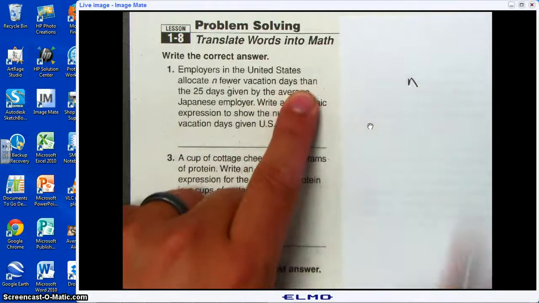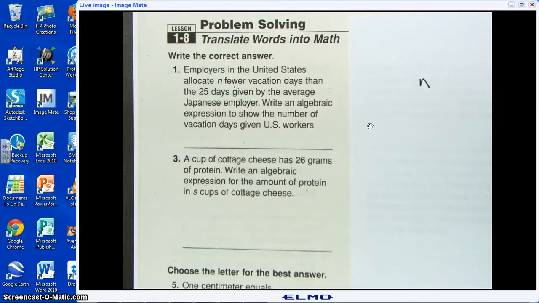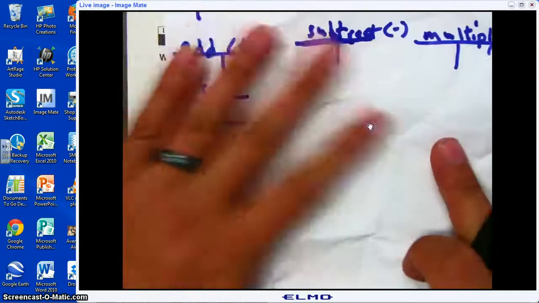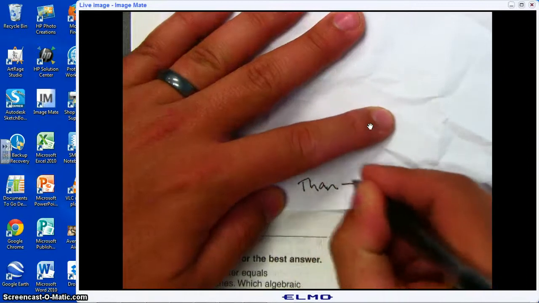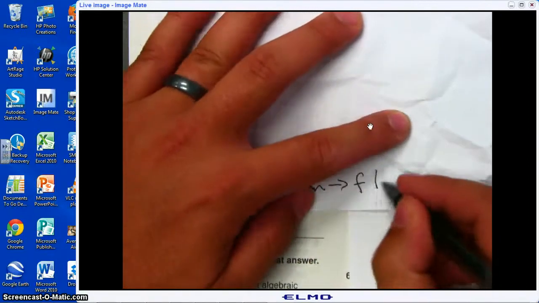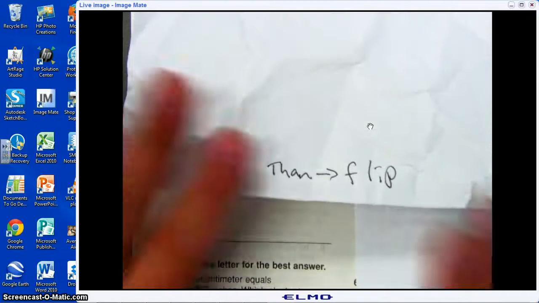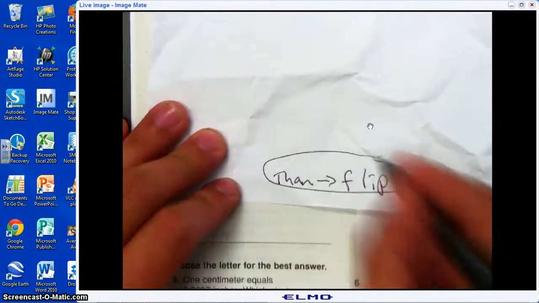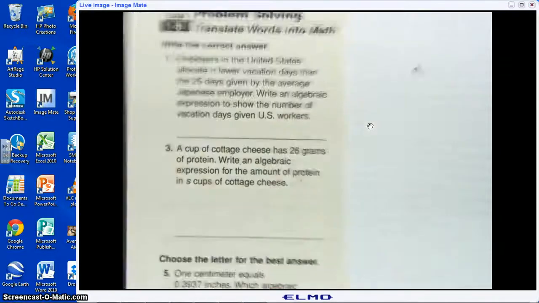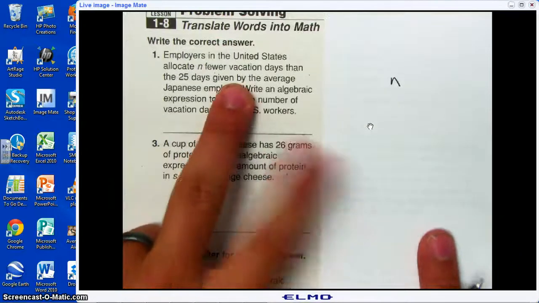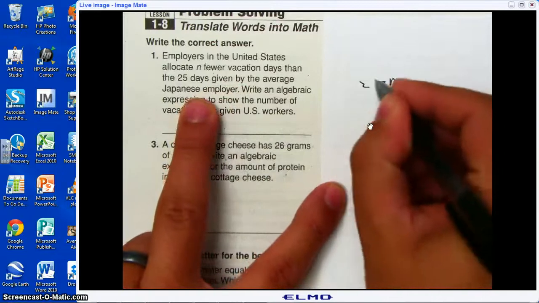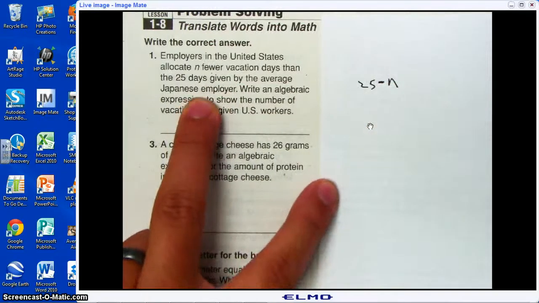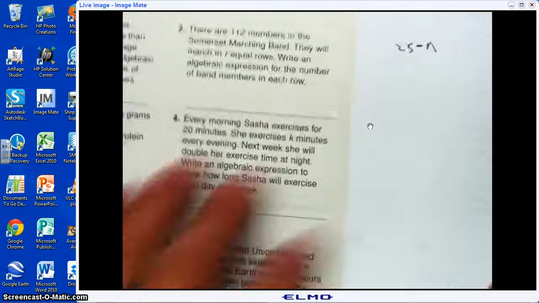But anytime you see the word than, go back to your chart, which I've already thrown away. Let me pull it back out. Go back to your chart and make a note, maybe underneath subtraction, because that's usually where you see it. Than means to flip the problem. Make a note on your chart somewhere. It doesn't matter where. This is what than means, and it's so important. In the case of this problem, because it says than, you're going to put the n at the end and something minus n, fewer than. So it'd be 25 minus n would be the algebraic expression. Hopefully the other ones will match up a little better. So that would be number one.